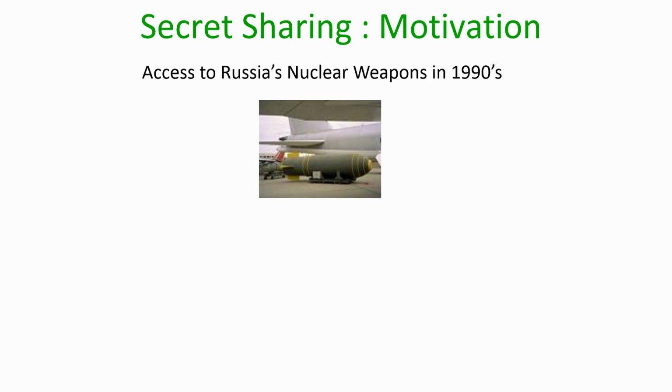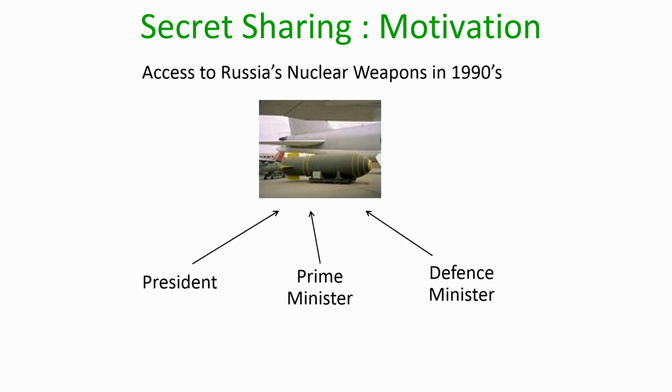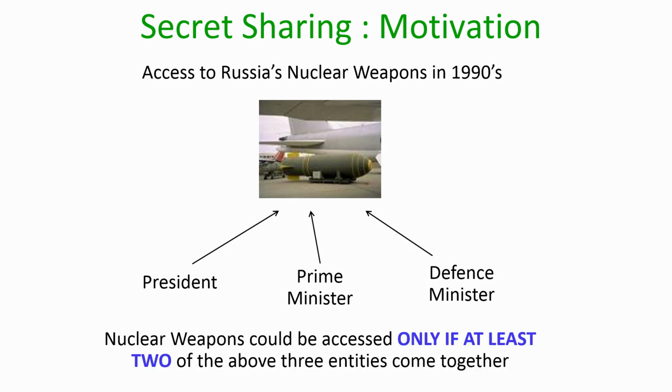In the same way, consider another real world scenario, which really happened during the 90s. This is regarding how Russia's nuclear weapon was accessible by the top leaders of the country. It is believed that the password to launch Russia's nuclear weapon was shared between the top 3 entities of the country, namely the president, prime minister and defense minister, in such a way that the weapon could be accessed or launched only if at least 2 of the 3 entities come together and enter their password. Whereas, if only a single entity tried to launch or access the weapon, the access would be denied.